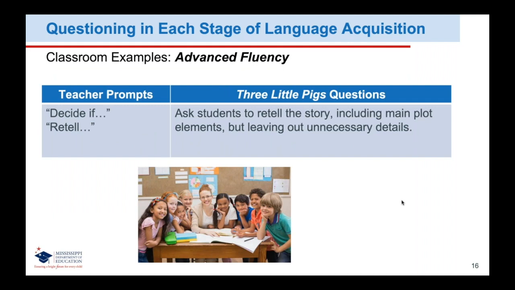So in our classroom examples for the advanced fluency stage, we can ask them to give us more, to retell the whole story to us, or retell the main ideas of the story, including the plot elements, but leaving out the unnecessary details. So these are much higher order thinking, and we're able to get that from them because their vocabulary is there.